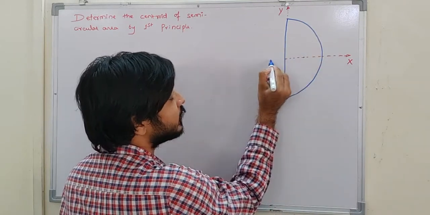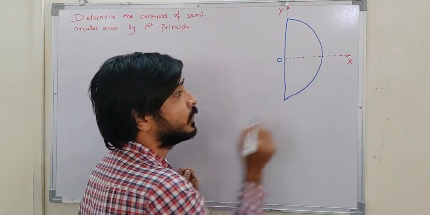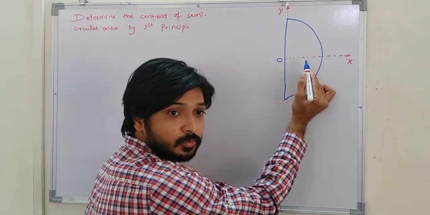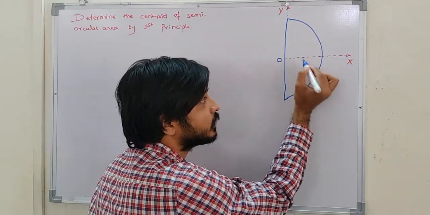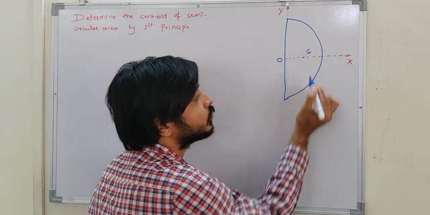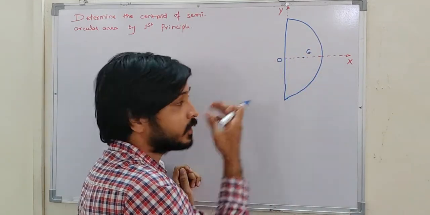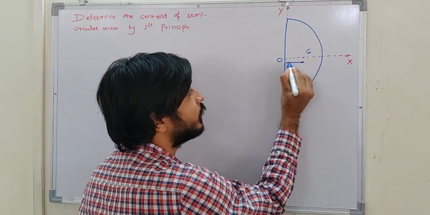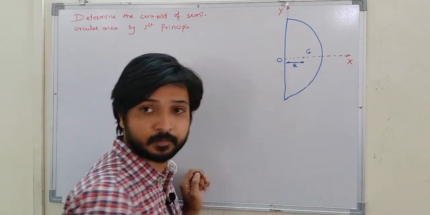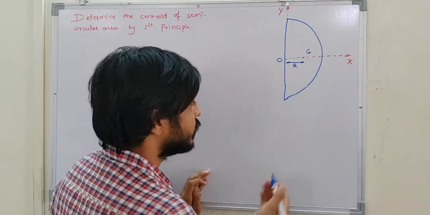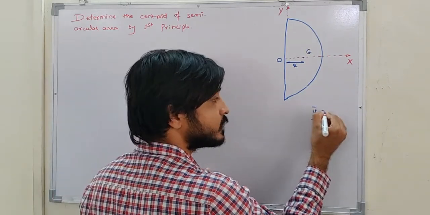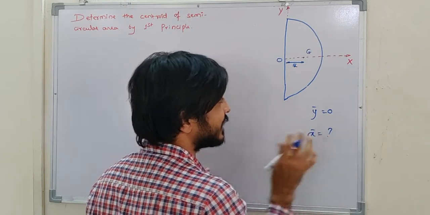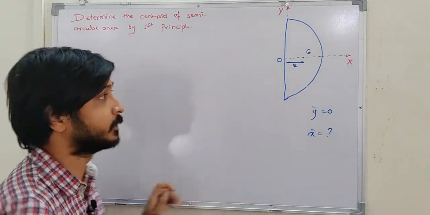Now if I take the origin O here, and this is X and Y, the X coordinate will be 0. Sorry, the Y coordinate is 0 for this G point. So we need to find out the X coordinate. This distance we need to calculate. This is X bar, correct? For this we have already got Y bar equals 0. So we need to calculate X bar, and this X bar we will calculate by first principle.